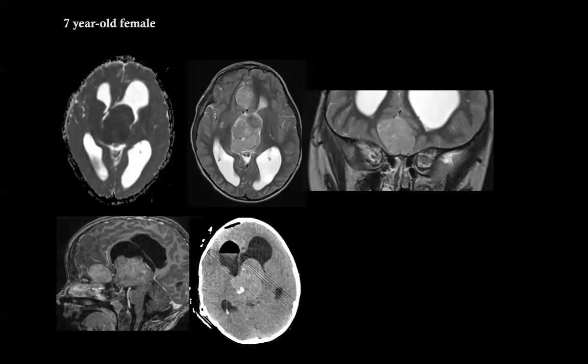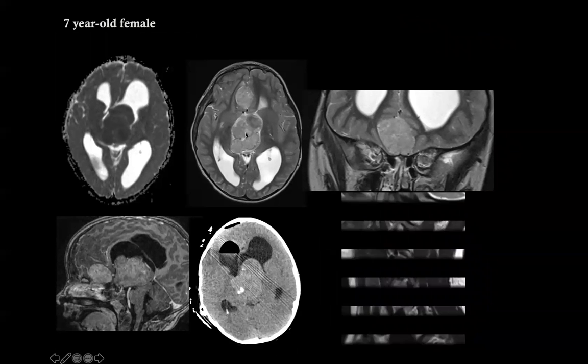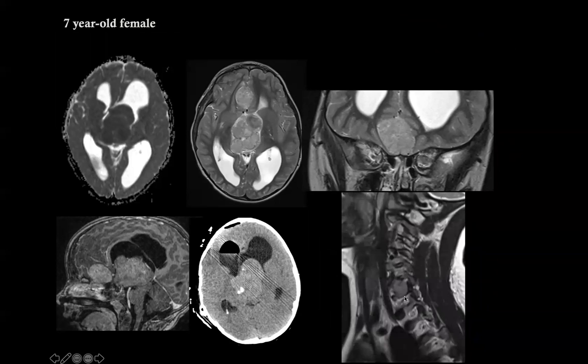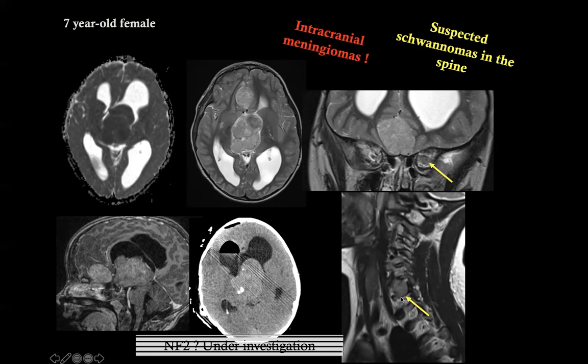And another case that we called germinoma, with the large mass here in the third ventricle and what we interpreted as a metastasis along the gyrus rectus. Look at the calcification, diffusion restriction, intermediate enhancement, and signal in T2. But in the spine, then we found this nerve tumor, and also in the eye. So actually, this was an intracranial meningioma, suspected schwannomas in the spine. This is probably NF2 under investigation.